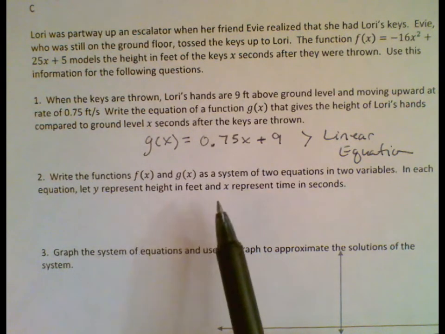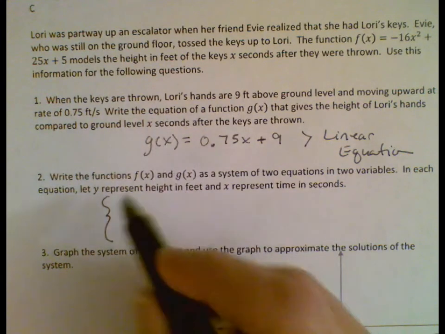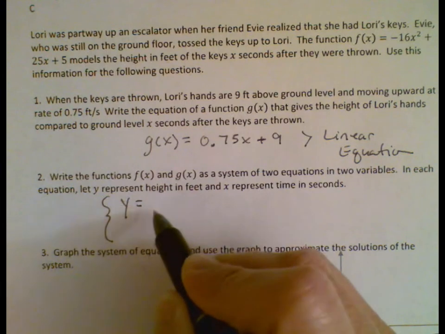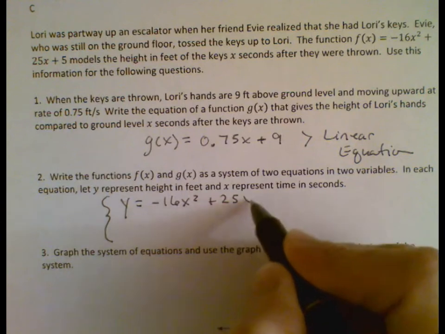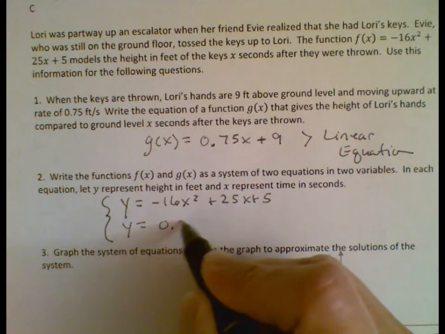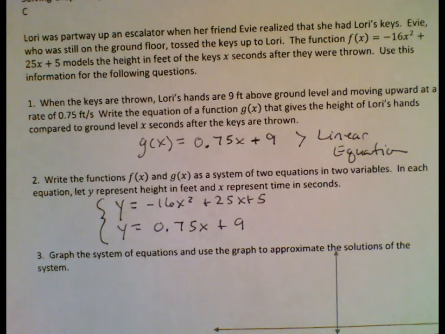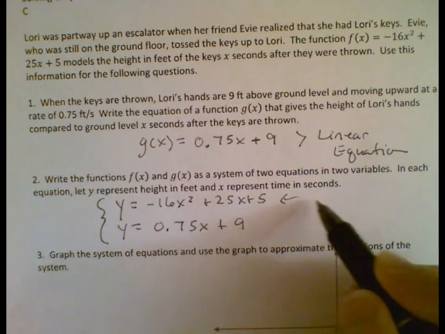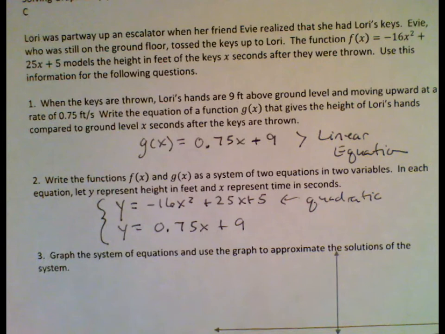Okay, now they want us to write the system. So for the system, I'm going to take these both down to y's. So this is my quadratic, and then this is the linear that we just wrote. So this one is my quadratic. Okay, so that's kind of the specialness of this section, is they combine the linears with the quadratics from the first and the second unit.